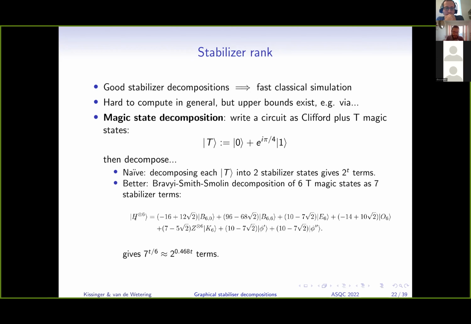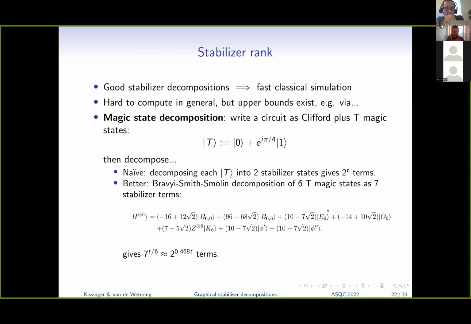So this H thing is basically this T thing. I think there's maybe some kind of incidental difference, so maybe a scaling factor or something. So you can decompose 6 of these things, or a tensor product of 6 of these things, as this fairly complicated looking expression where each of these things is a stabilizer state.